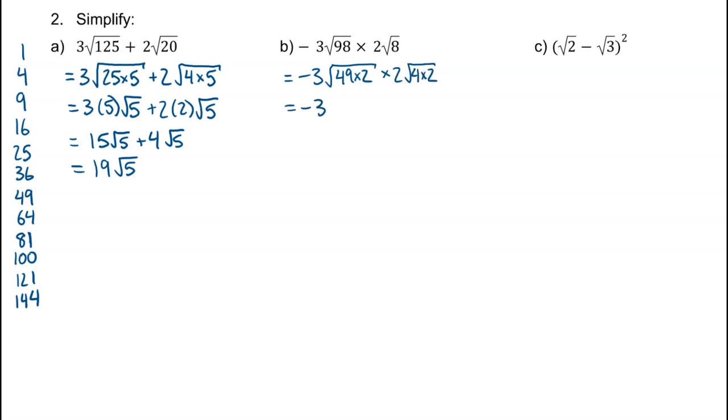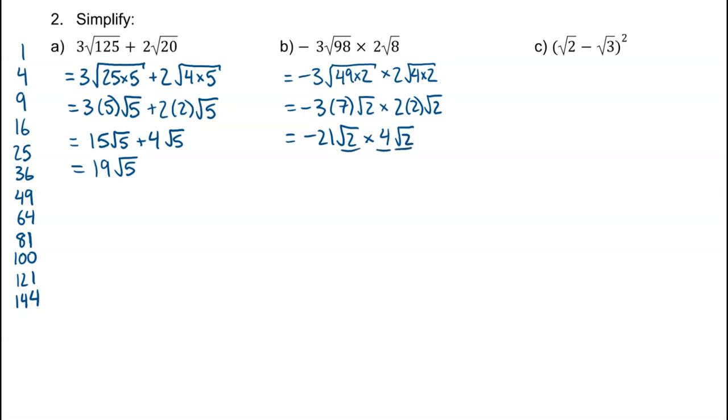And so what I can do is go ahead and write this out as, well, the square root of 49 is 7. And so I still have the square root of 2. And the square root of 4 is 2. And I still have the square root of 2 there as well. But remember, I'm not adding them together this time. So 3 times 7 is 21, root 2, that I'm left with there. And 2 times 2 is 4, and I have the root 2.